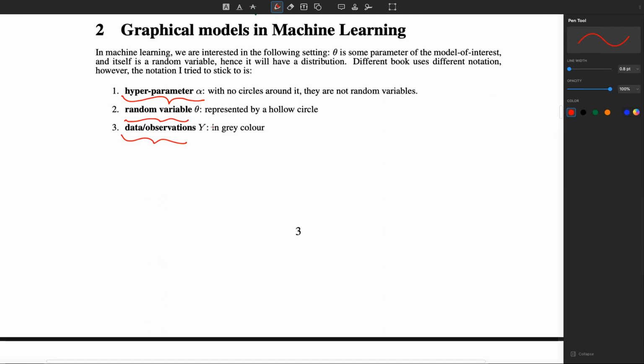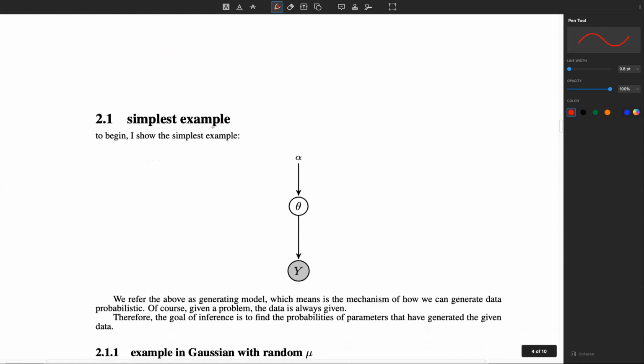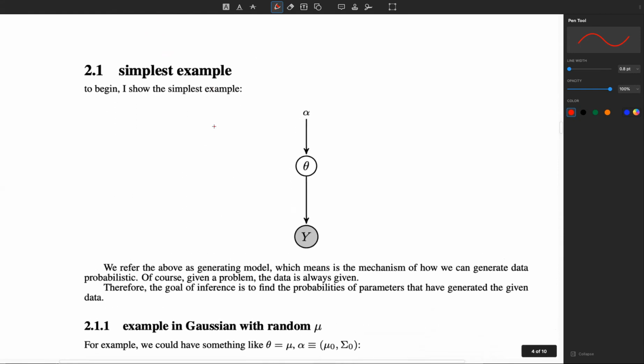So let me show it to you. So here you go. That's a simple example. So can I ask what's alpha? What is alpha? Alpha is a hyperparameter, right? And so what's theta? Theta is a random variable. And what's y? It's the observation or data. Is that okay? All right.